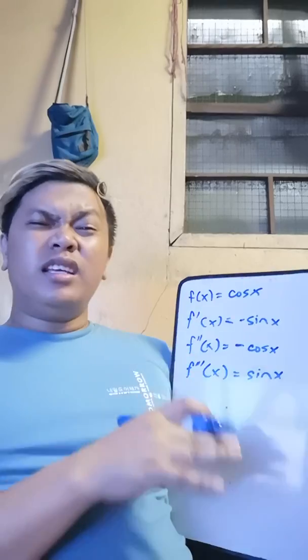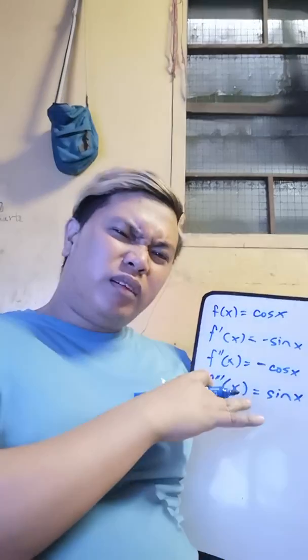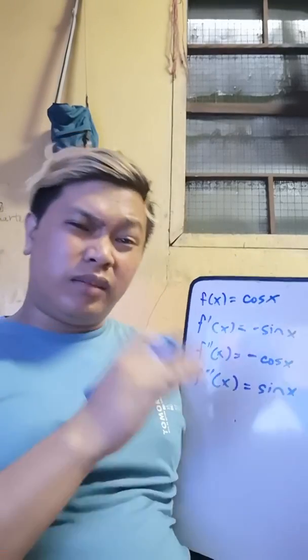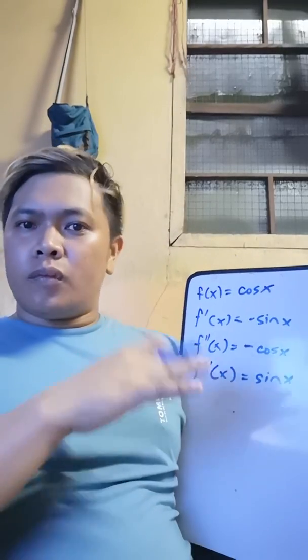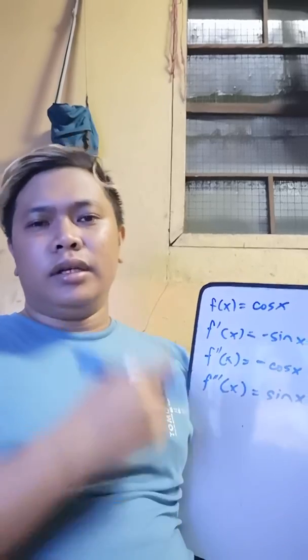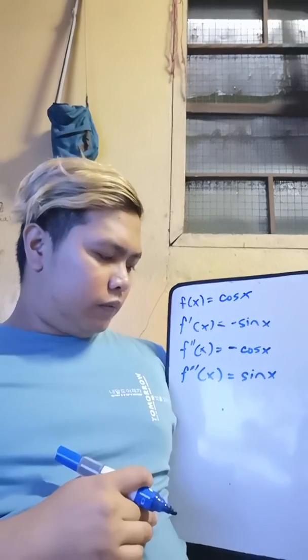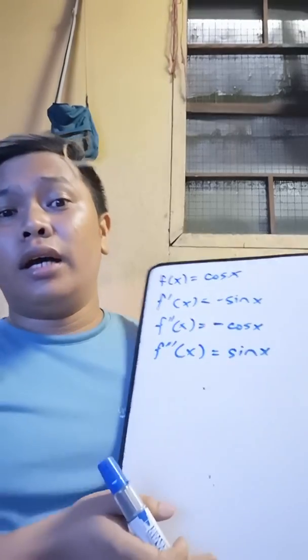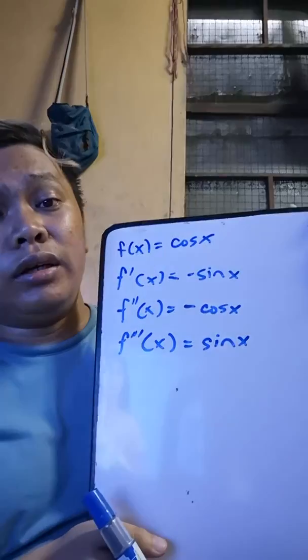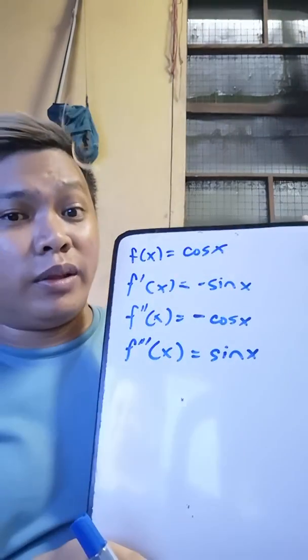Actually, hindi ka matatapos dito. There's a loop kasi derivative ng cosine ay sine, tapos derivative ng sine, cosine. So, alternate lang ng alternate. Nagbabago lang yung sign because yung derivative ng cosine ay negative sine x. Siguro you can stop, depende sa ibibigay sa iyo. Sabihin sa'yo, find the 7th derivative. Di mag-stop ka na sa 7th derivative. Okay?